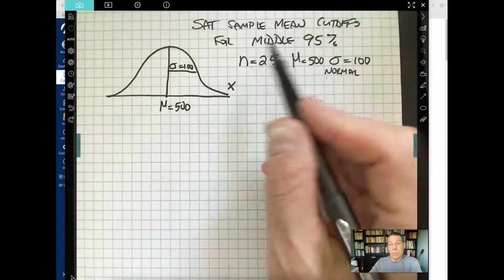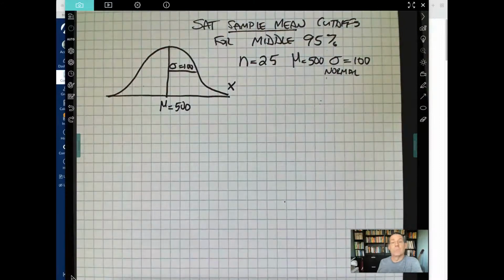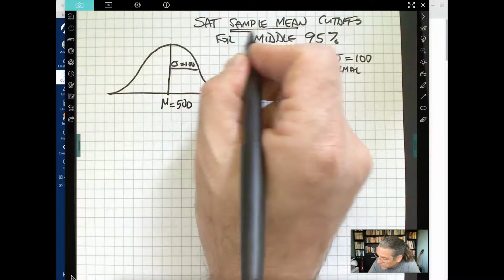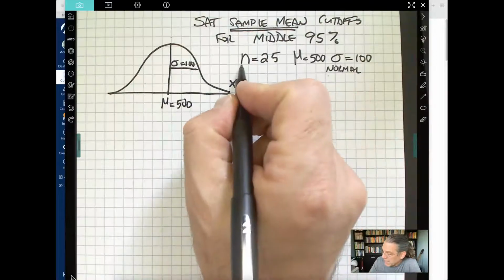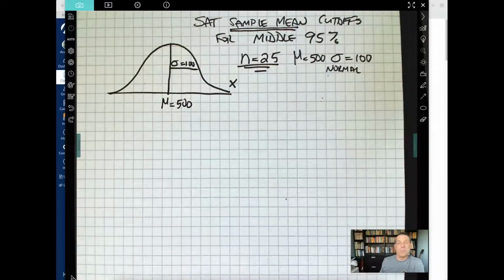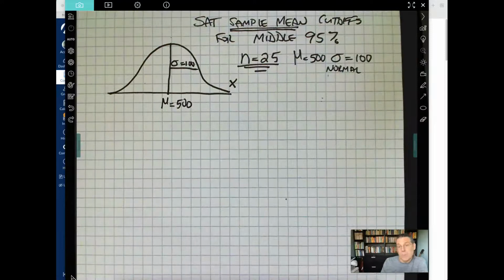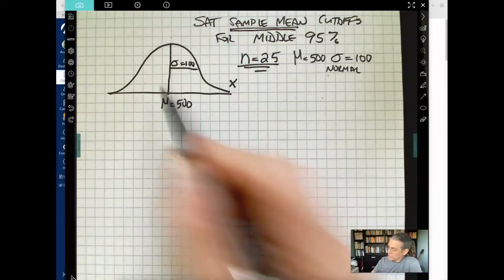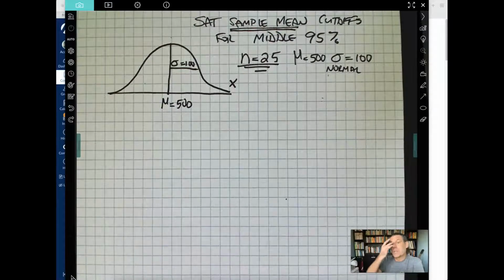Now, what I want, however, is the sample mean cutoffs. Okay, so that's important. This is not looking for the individual score cutoffs. It's looking for the sample means cutoffs. And then I need to look for the sample size, and I see the N of 25. Okay, so knowing that I have a sample size of 25 and that individuals are normally distributed, mean of 500, standard deviation of 100, I can then use the central limit theorem.